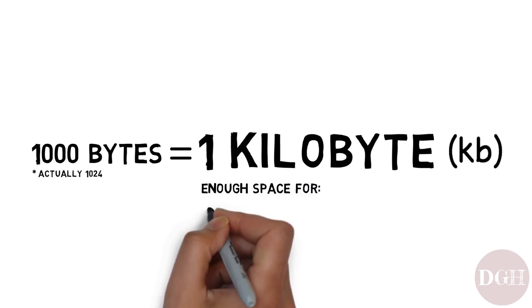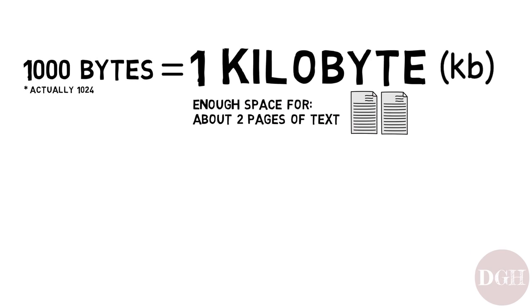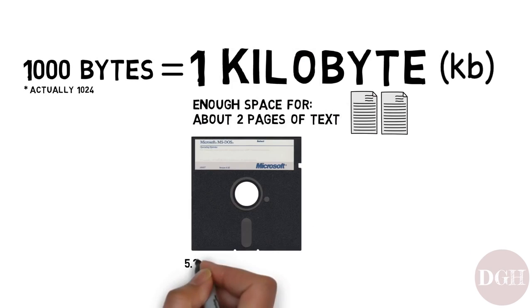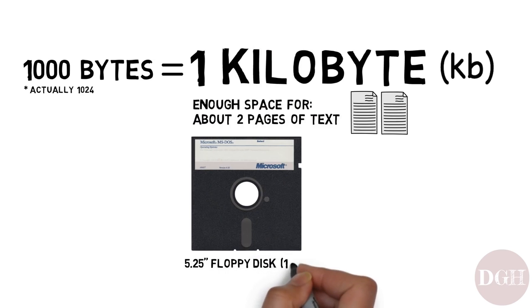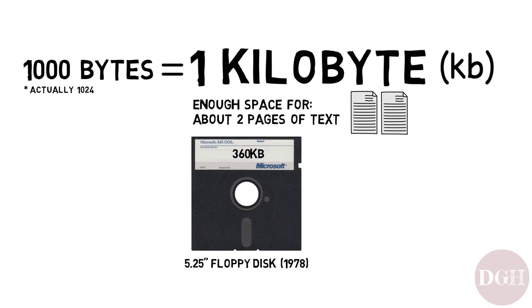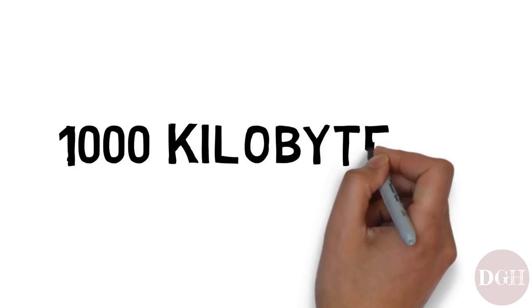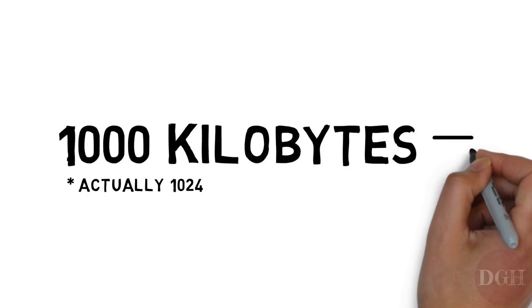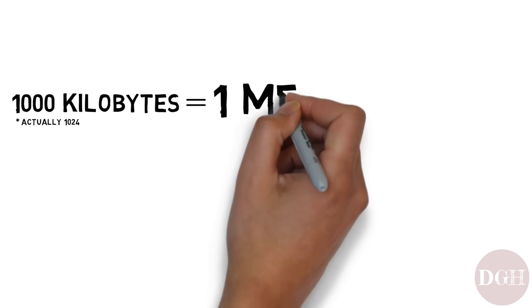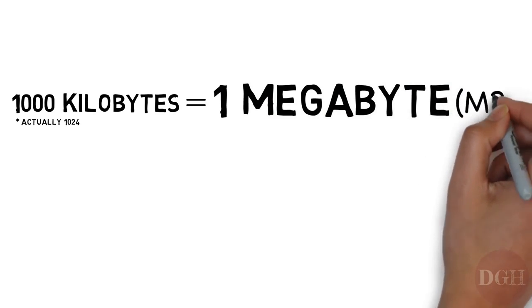1 kilobyte is enough space to hold about 2 pages of text. Back in the late 1970s and early 1980s, the 5¼ inch floppy disk was a popular storage option. It could hold 360 kilobytes of information. So now, what's it called if you have 1,000 kilobytes? It's called a megabyte, often abbreviated as capital MB.